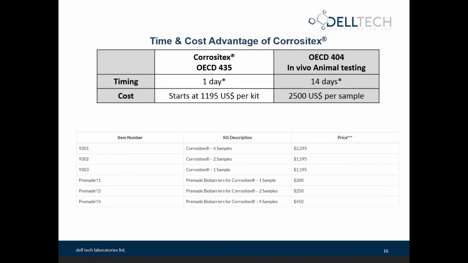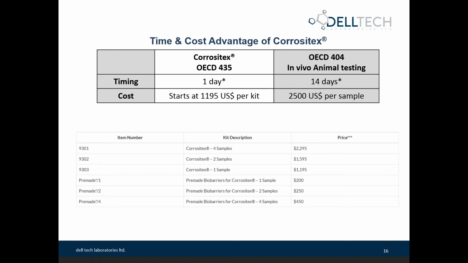But a little note on the timing there, you could have Corrositex done in 1 day if you have a kit on site. If you order one, we could have it to you within 2 to 3 days. But with the animal testing, you would have to find a lab, get a quote, you get a protocol, return the protocol. Their study director and QA team approves the protocol. They usually run the backlog of several weeks to several months before they even start the test. So you're easily looking at several weeks to months to get results if you need them.